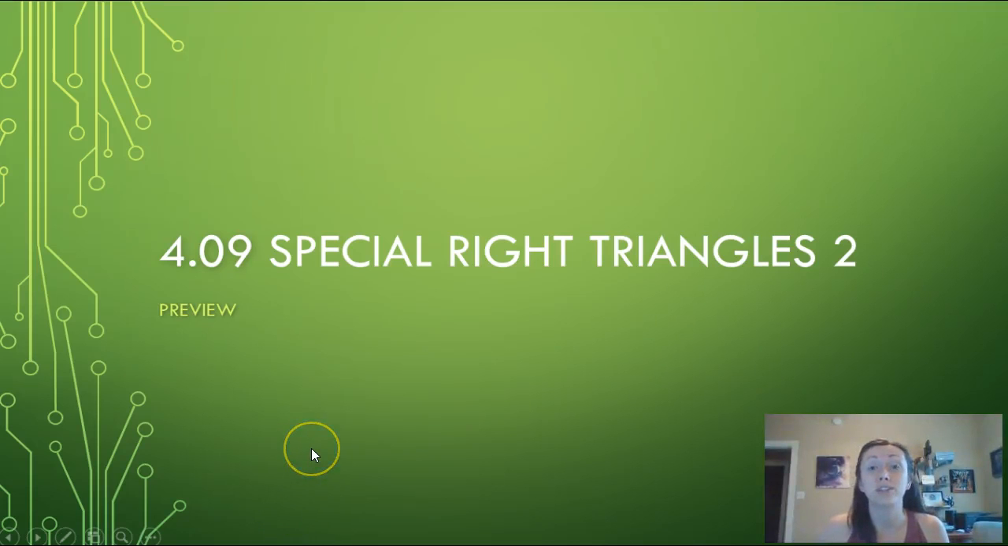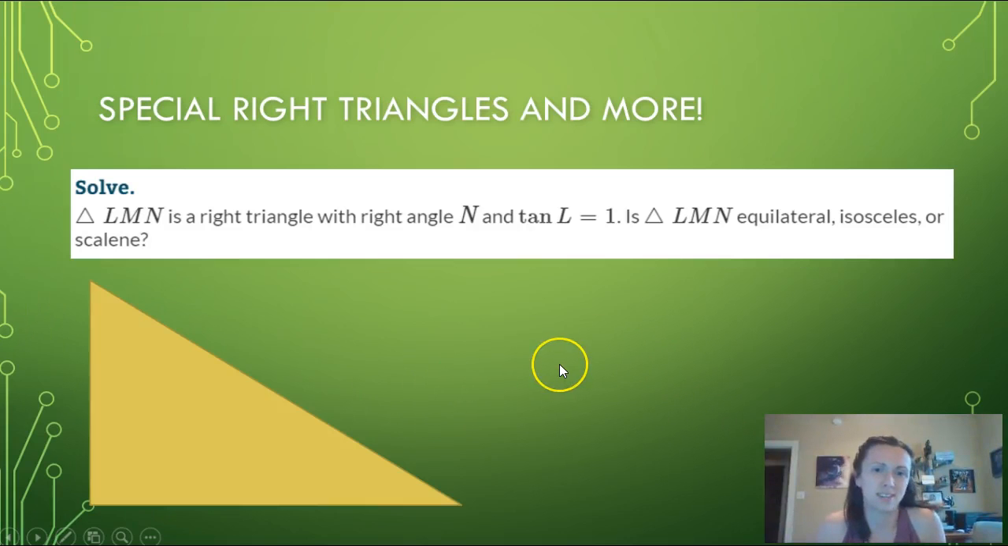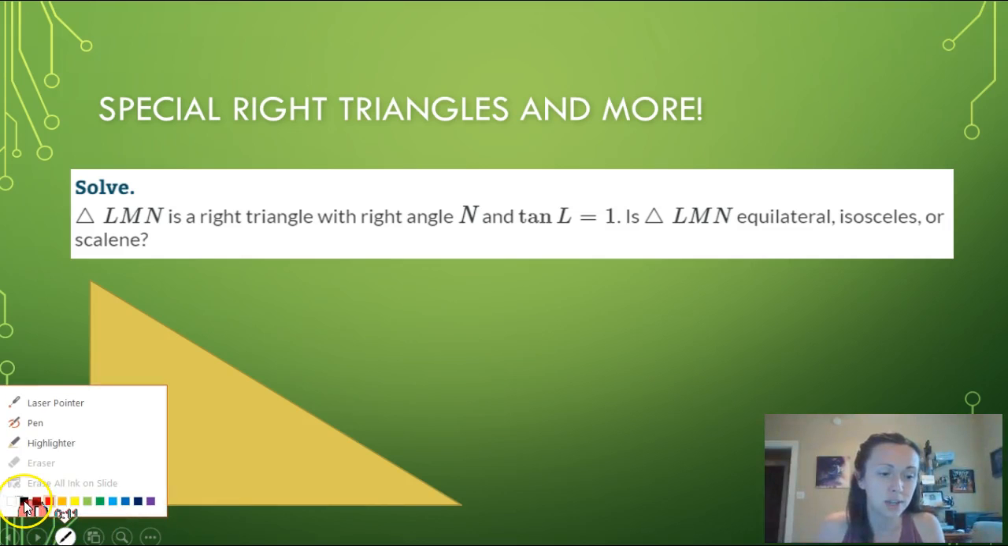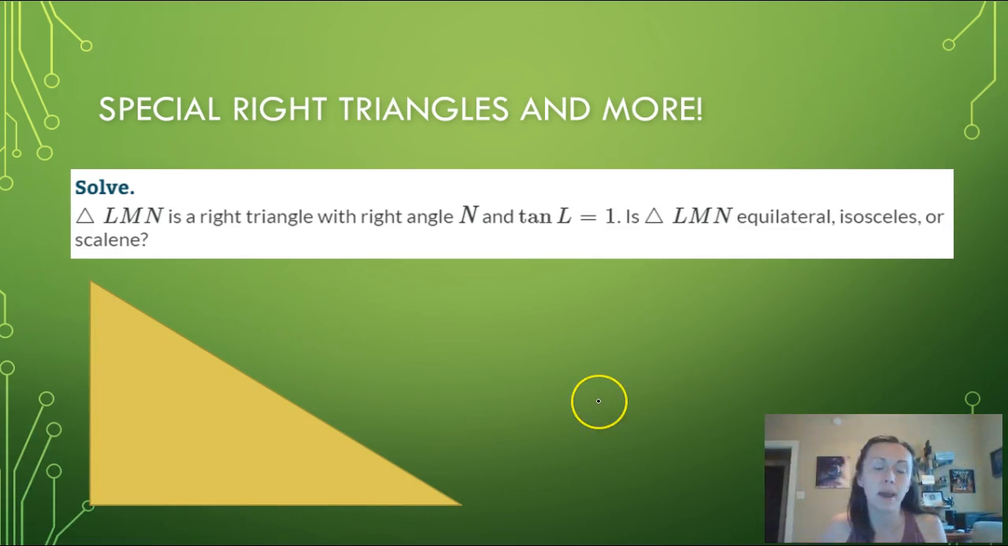4.09, special right triangles 2. All right, so what is it? It's just special right triangles and more. So you're just going to be given a little bit more to think about in regards to the special right triangles and what they mean. So here's an example problem.